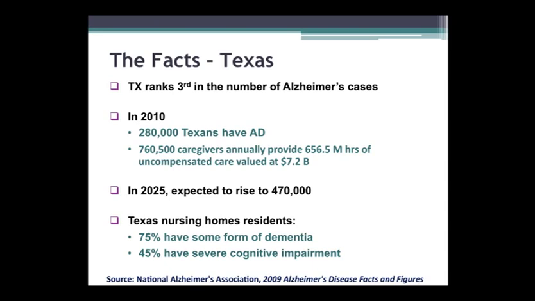So Texas ranks third among all the states in number of Alzheimer's cases. In 2010, 280,000 Texans were documented to have Alzheimer's disease. And for all dementias in Texas, almost 761,000 caregivers provided 656 million hours of uncompensated care that, again, were valued at $7.2 billion.